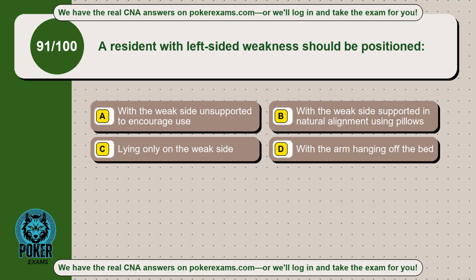Question 91. A resident with left-sided weakness should be positioned. Option A. With the weak side unsupported to encourage use. Option B. With the weak side supported in natural alignment using pillows. Option C. Lying only on the weak side. Option D. With the arm hanging off the bed.